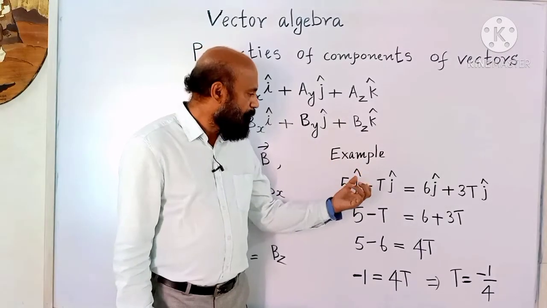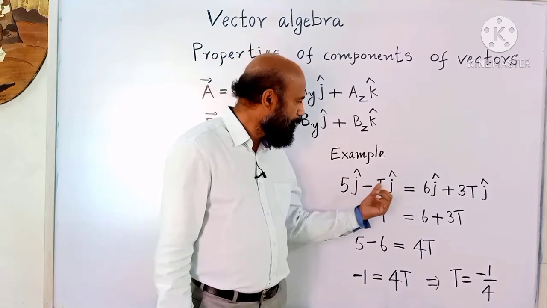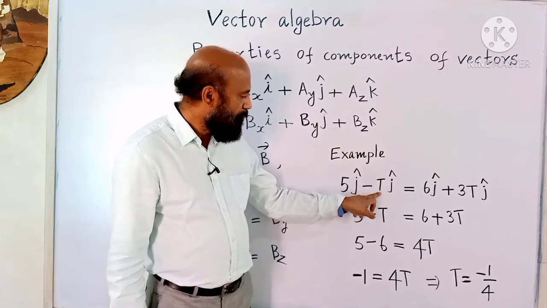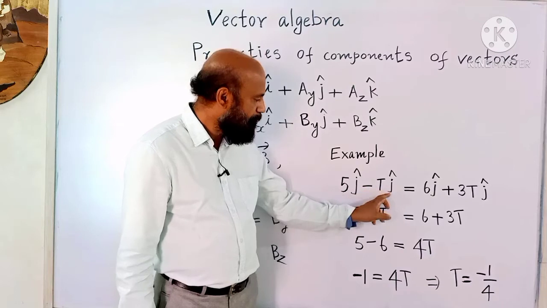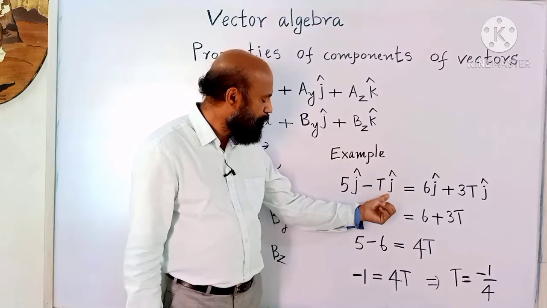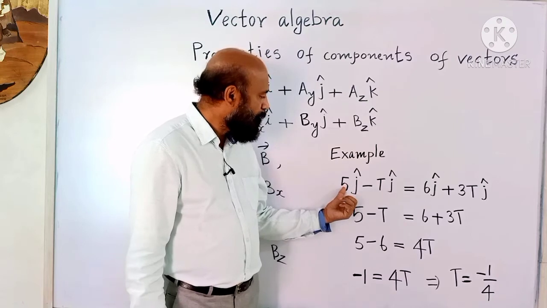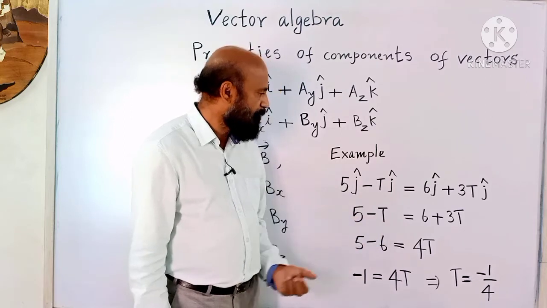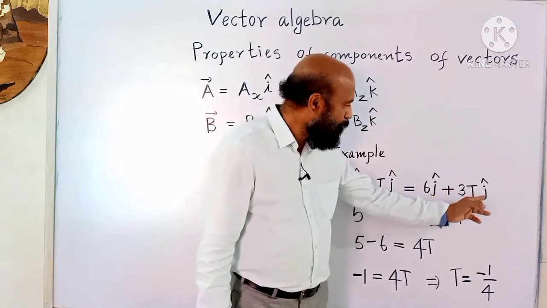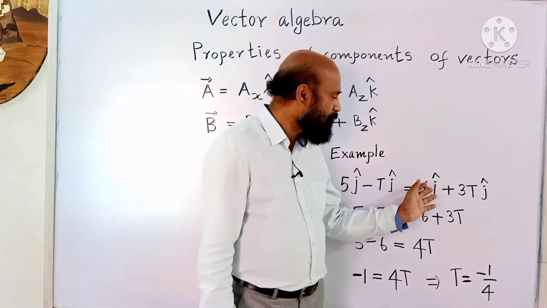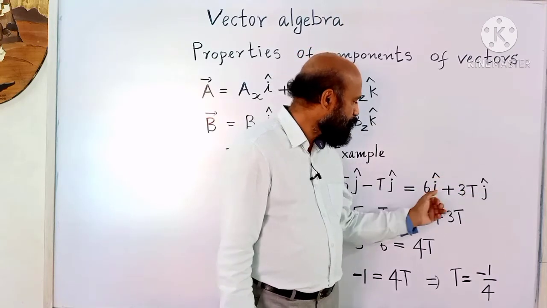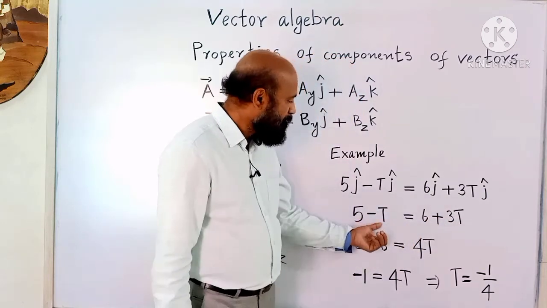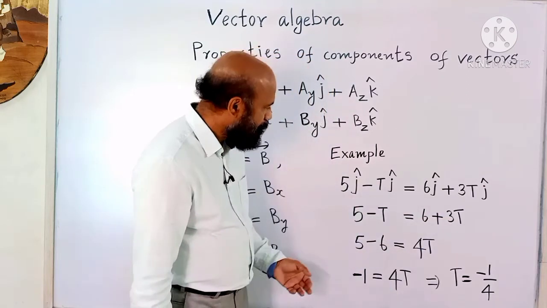In this example, two vectors are given to be equal. So you have to determine the value of t. Here j cap, that means only y component. J cap you take outside, so you will get 5 minus t. So this side y component is 5 minus t. This side also only j cap is there, that means only y component. So take the j cap outside, so it will be 6 plus 3t inside. So 5 minus t is equal to 6 plus 3t.